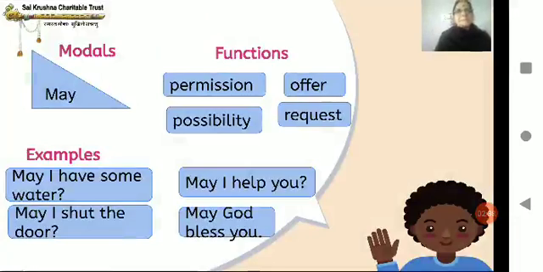Next is may. What is the function of may? Permission, possibility, offer, or request. Examples. May I have some water? May I shut the door? May I help you? May God bless you. Similarly, children, when you have gone to the washroom and you're coming back to the class, what do you ask the teacher when you want to step into the class? May I come in, ma'am? Isn't it? So this is an example of the modal whose function is to seek permission. It's a request, or it can be a possibility or an offer.